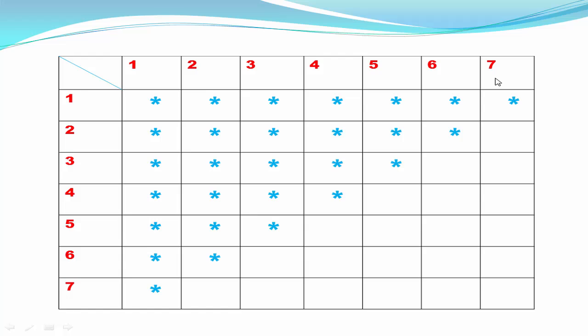As you can see here, in first row, it prints 7 stars. In second row, it prints 6 stars. In third row, it prints 5 stars and so on. So the stars are printed in decreasing order. To print this format, we need two loops. One loop for rows and another loop for columns.